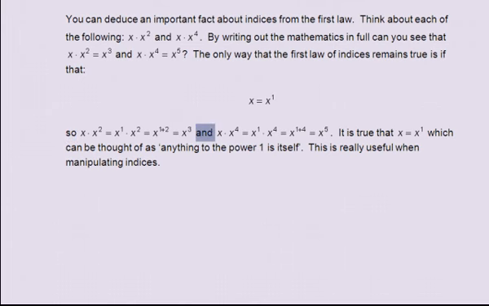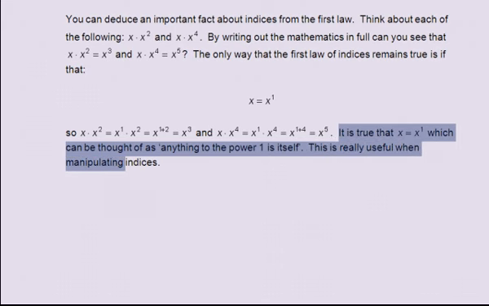And x times x to the 4 equals x to the 1 times x to the 4, which equals, from the first law of indices, x to the power 1 plus 4, which equals x to the power 5. It is true that x equals x to the power 1, which can be thought of as anything to the power 1 is itself. This is really useful when manipulating indices.